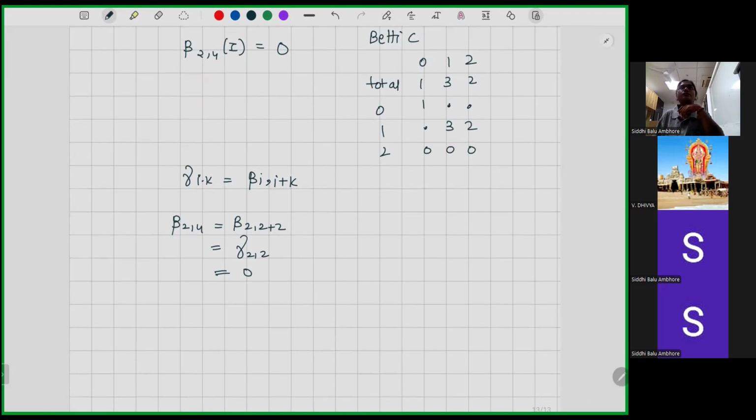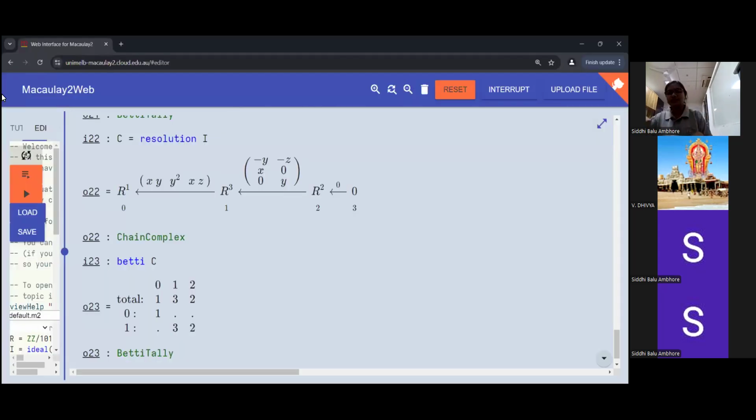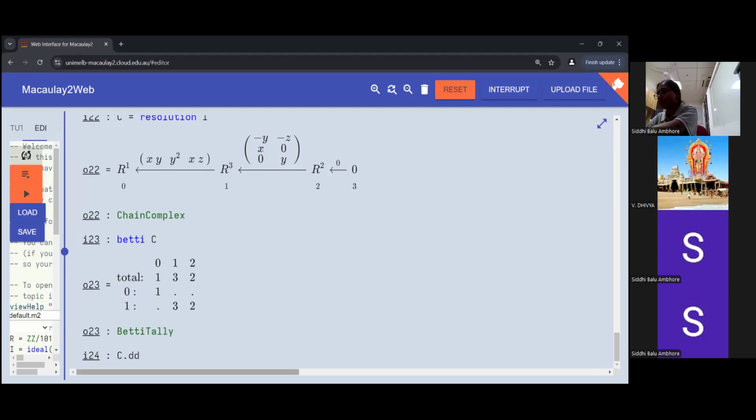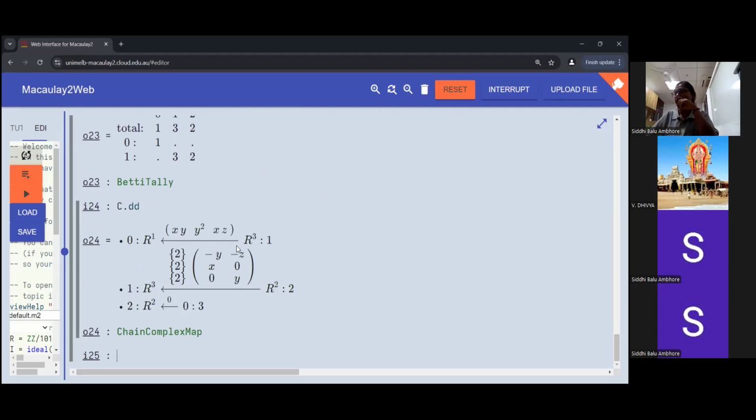Okay, and to check everything in detail, what we can do is this: C is a complex. So this C dot dd actually gives information about all the degree terms. So this is degree, this is first, this is second, and this is third. What I can say, F1, F2, F3, and F0, F1, F2. This is degree 2 terms, all these degree 2 terms here. And this is my third map. Is this okay?